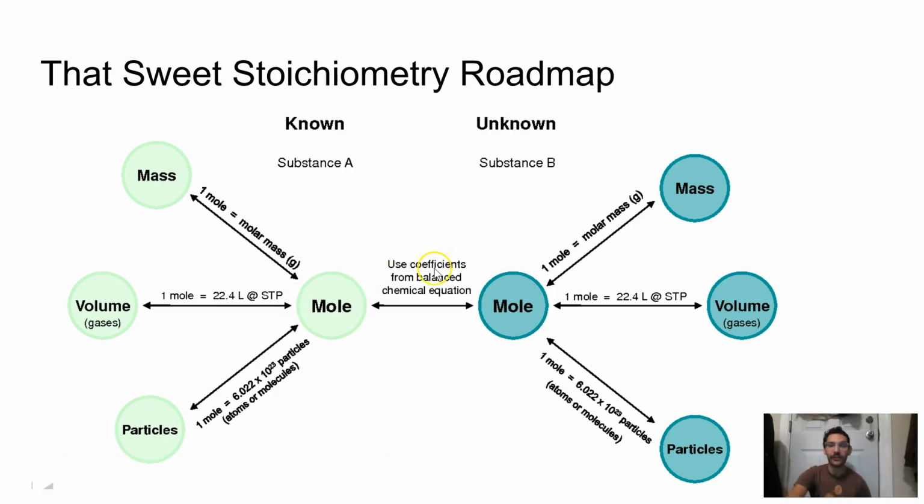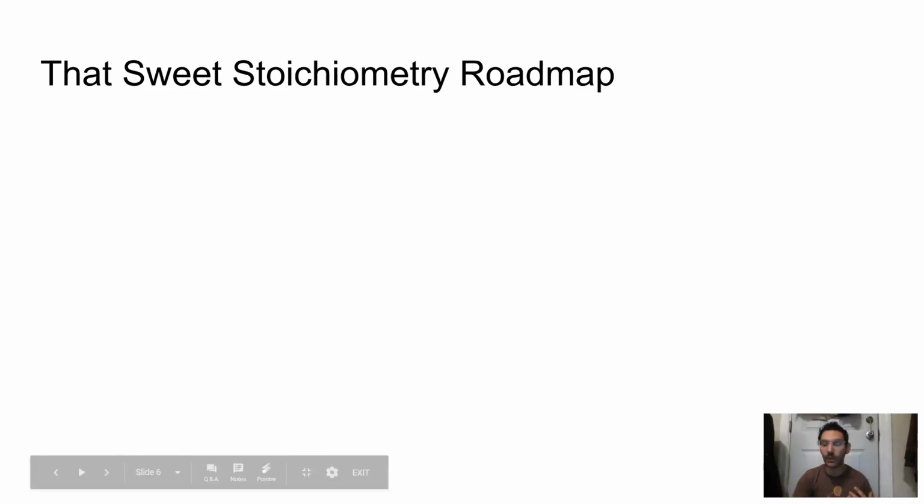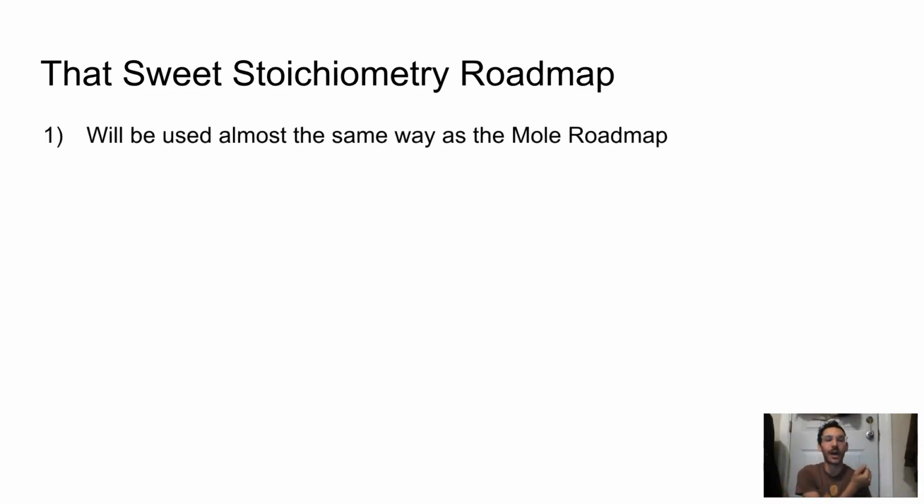And in between this, if we want to convert from this type of mole to this type of mole, from substance A to substance B, from our known to our unknown, we're going to need to use coefficients from a balanced chemical equation. So that's why I made such a big deal about balanced chemical equations. We need them if we're going to use this stoichiometry roadmap, which is like the upgraded version of the mole roadmap. Well, let's talk more about how to use that.